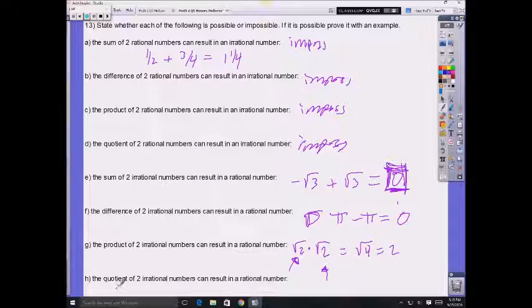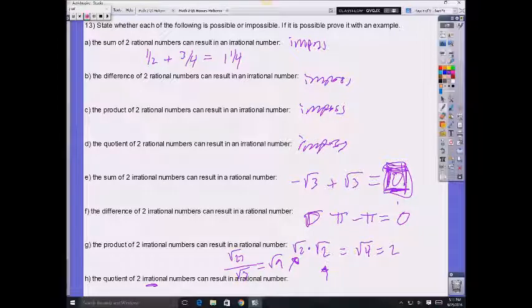The quotient of two irrationals. Can you divide two irrationals and create a rational? Yes. Square root of 27 divided by square root of 3 equals square root of 9, which is 3. So add and subtract, try to create 0. You can create 0 with addition and subtraction by opposites. And multiplication, times it by itself, it always creates a perfect square.